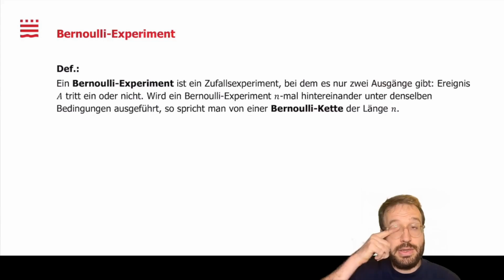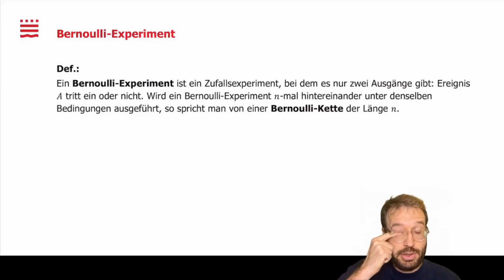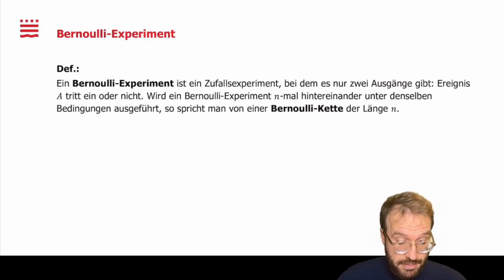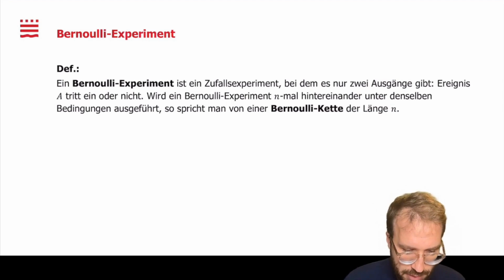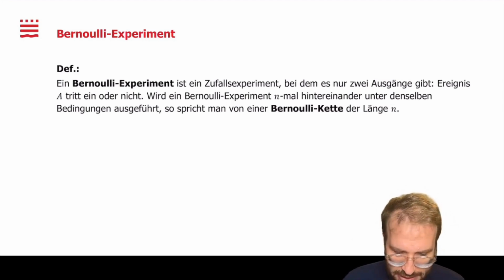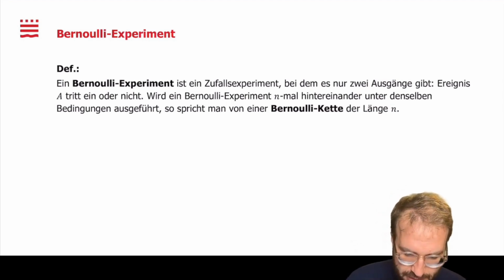And now we want to take a look at that. And for that, we first want to take a look at the concept of a Bernoulli experiment, or a Bernoulli process. A Bernoulli experiment is a random experiment that is binary, meaning there are only two outcomes. Event A occurs or it does not occur, so success or failure.